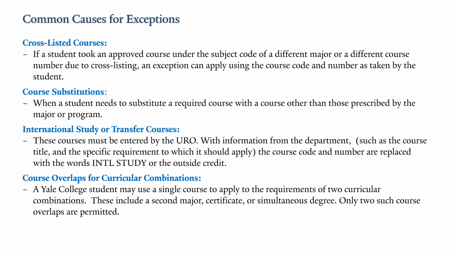A Yale College student may use a single course to apply to the requirements of two curricular combinations. These include a second major, certificate, or simultaneous degree. Only 2 such course overlaps are permitted.